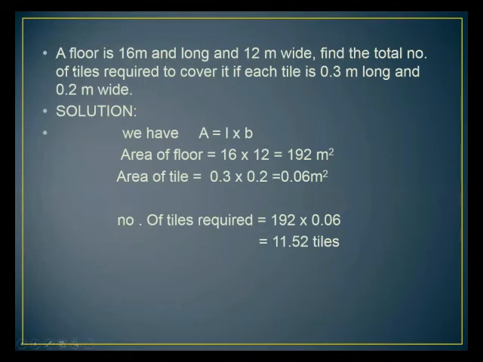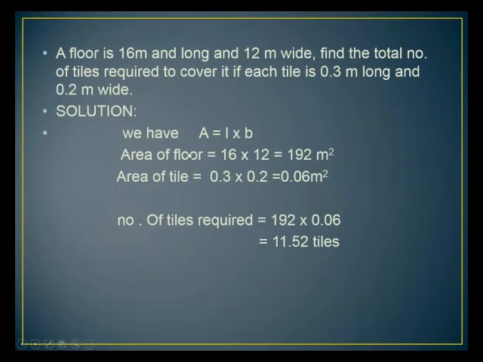Now to find the total area of a floor, first we have to find the total area of the floor, because we want to know how much area we have to cover. To cover that area, we must know the total amount of area. So we will multiply 16, that is length, with 12 meter, that is breadth. When we multiply 16 into 12, we get 192 meters square.